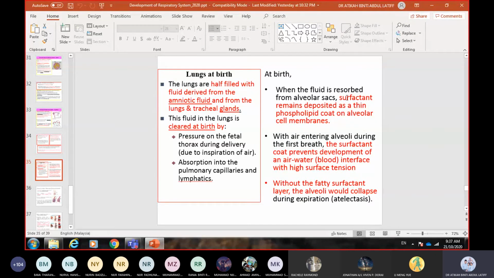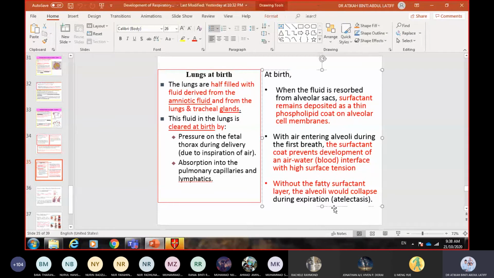It is also important to have enough surfactant. You all know what surfactant is? It's a protein produced by type 2 pneumocytes, and it forms a thin phospholipid coat on the alveolar cell membranes. With air entering the alveoli during the first breath, the surfactant coat prevents development of an air-water or blood interface with high surface tension. Without this surfactant, the alveoli would collapse, and this is called lung atelectasis.